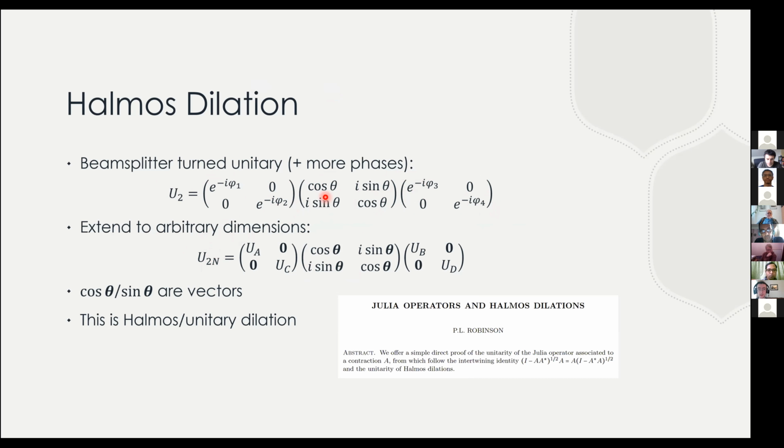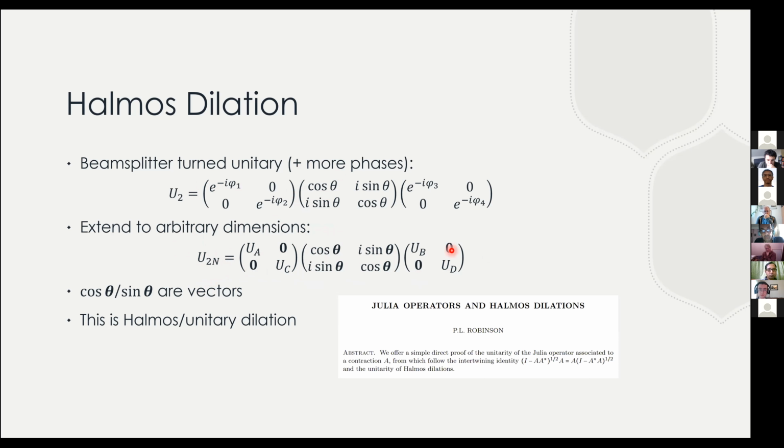And instead of considering a single beam splitter between two modes, we consider this as a vector. So we have some n beam splitters. And these couple the 2n modes together. And then these phases become unitaries. So this is now a much larger 2n by 2n unitary transformation. And this is essentially Halmos dilation or unitary dilation.